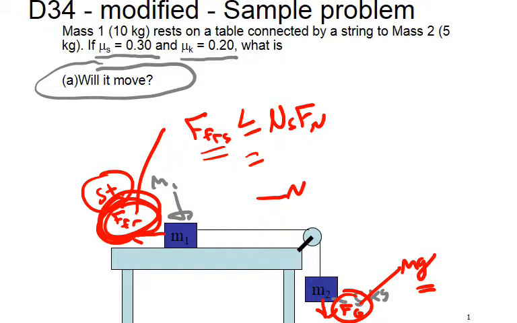So go ahead and do that. Calculate the static friction, calculate the force of gravity for mass 2, and see which one will win, and see if it will actually move. So go ahead and pause the clip, and you can try that, and then hit play and continue.